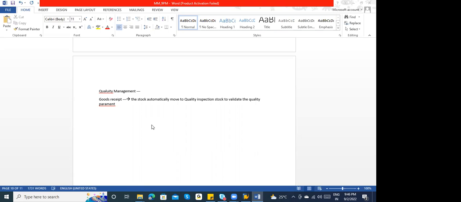So it depends on the client. If they can bear this cost and maintenance cost, then they will go with QM. Or else, they don't want to go with this much complexity. They want to go the simple way. They can go at the MM level. They don't want to go with the quality management level. So it depends on the client, our company discussions, how they are going with it, and the price.